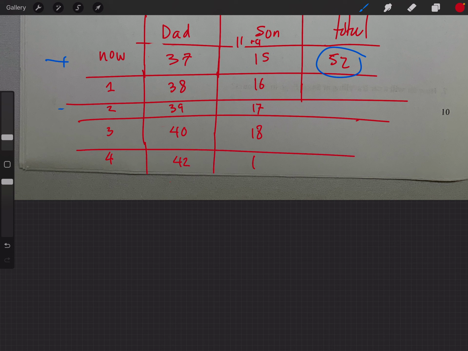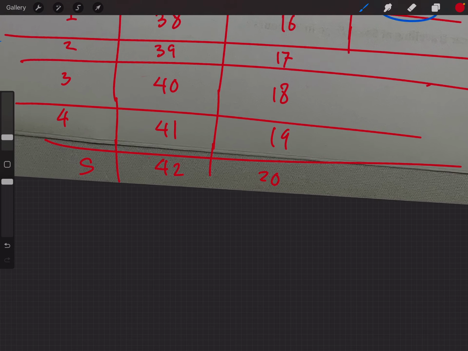42, 19, nope. 5 years later. 40, oh sorry, this is 41, my bad. 42, and this is, wait, what? 17, 18, 19, 20. 5 years later, yep, 20 and 42. That's still not correct. All right.